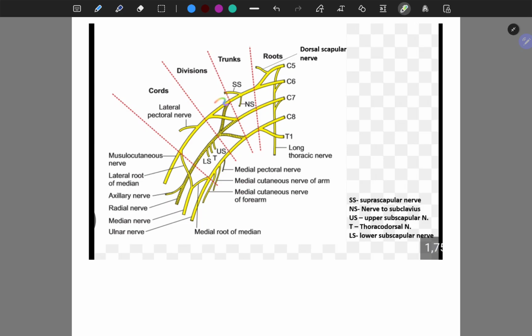This upper trunk gives anterior and posterior divisions. The middle trunk gives anterior and posterior divisions, and this lower trunk gives anterior and posterior divisions. The anterior divisions of the upper and the middle trunk join to form the lateral cord, and the lower trunk anterior division forms the medial cord, and the posterior divisions of all 3 trunks give rise to the posterior cord of the brachial plexus.